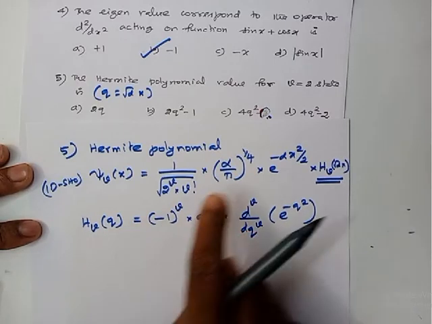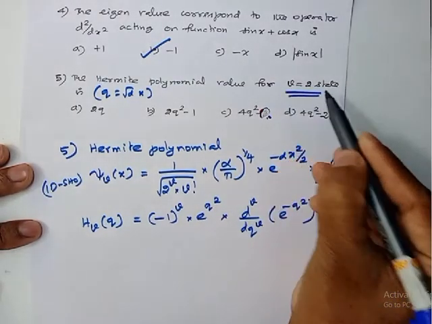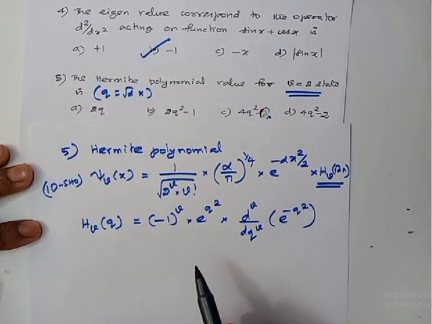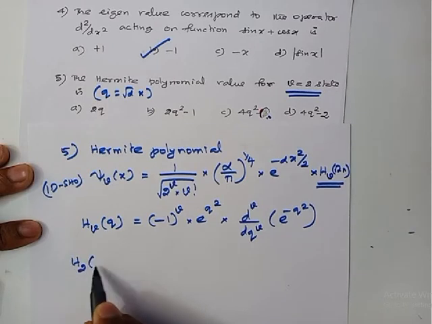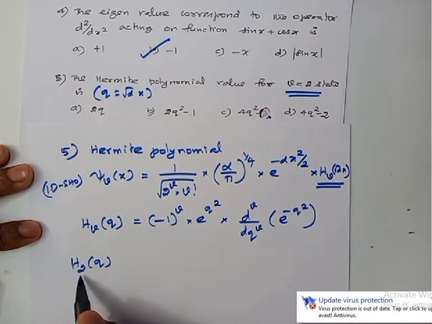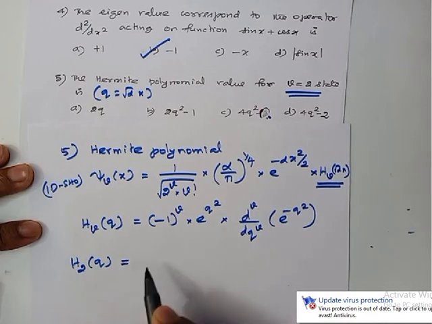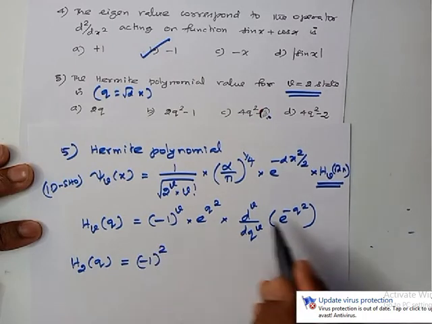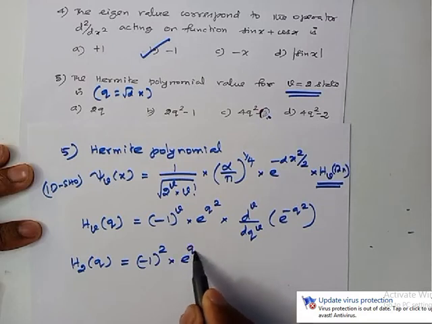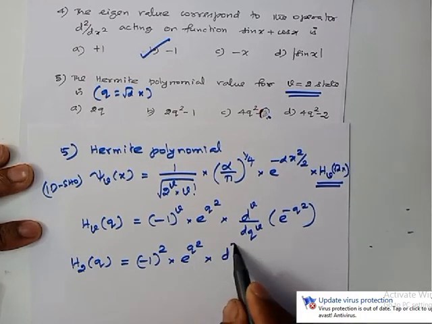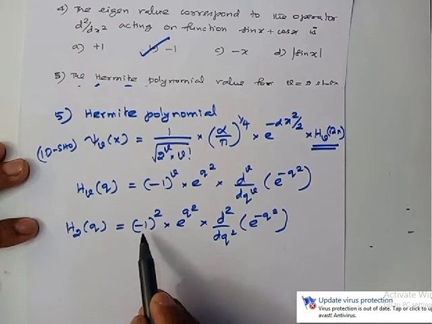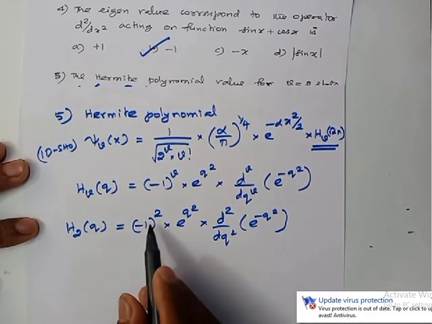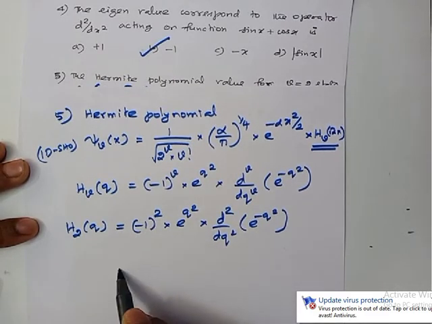Now for the v equal to 2 state, we need to find the Hermite polynomial. So in place of v, I'll put 2 here. So H2 of q, the Hermite polynomial for the v equal to 2 state, is given as minus 1 power 2, wherever v is there you put 2, into e power q square, and here I'll put d square by dq square of e power minus q square. Minus 1 square is plus 1, so plus 1 into e power q square.